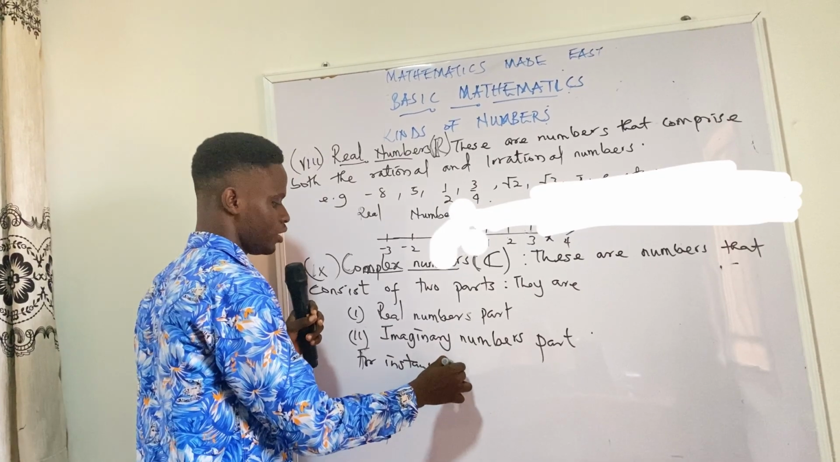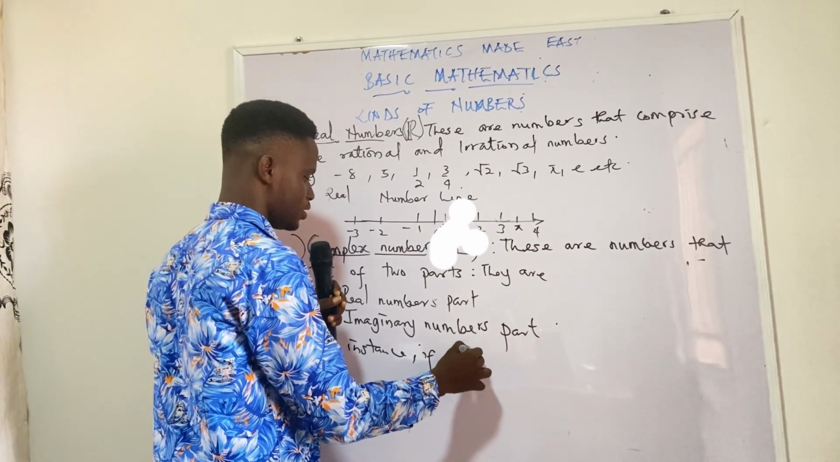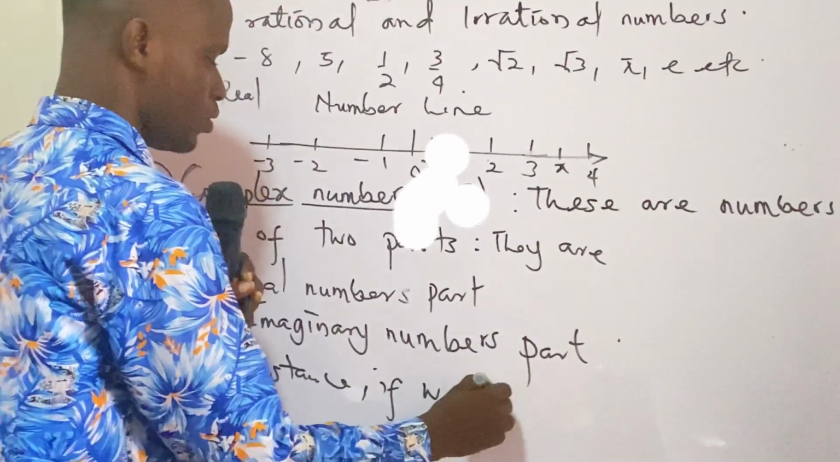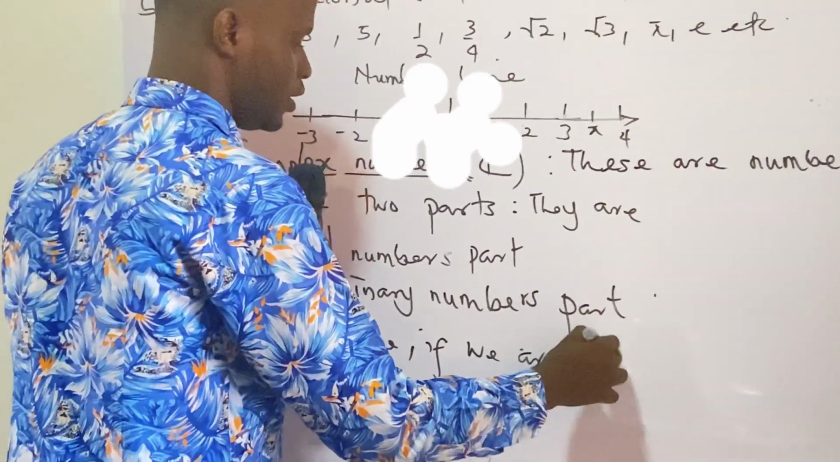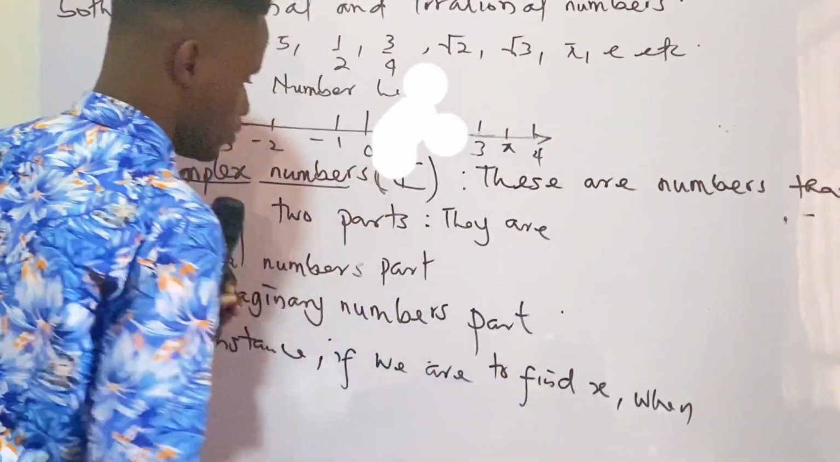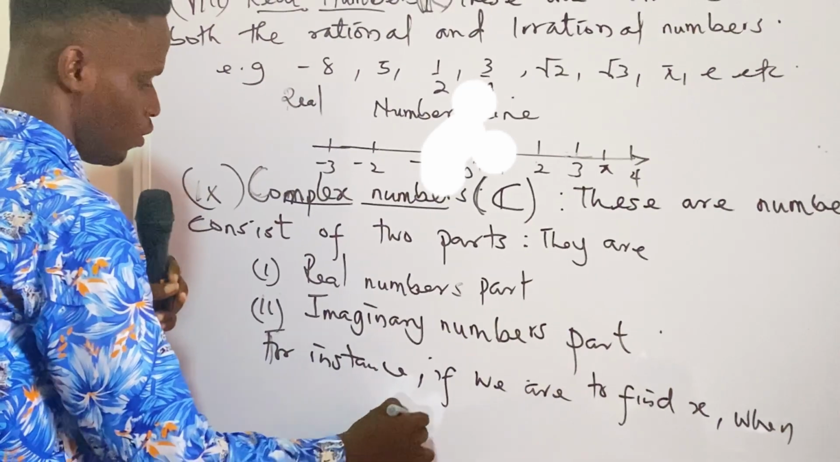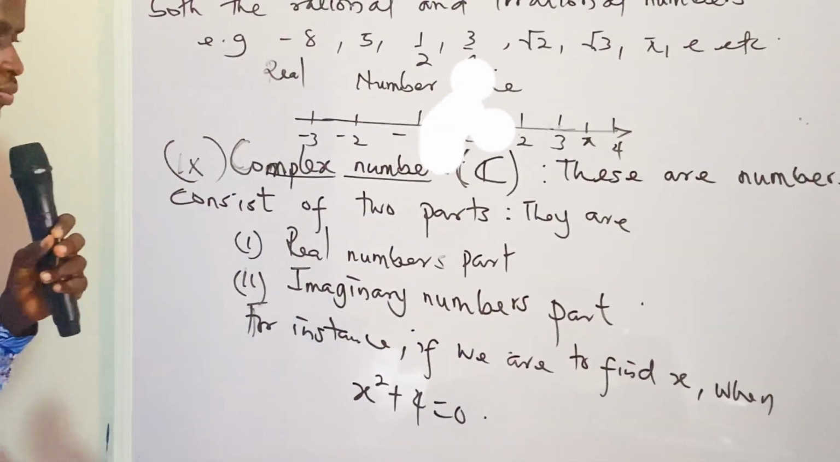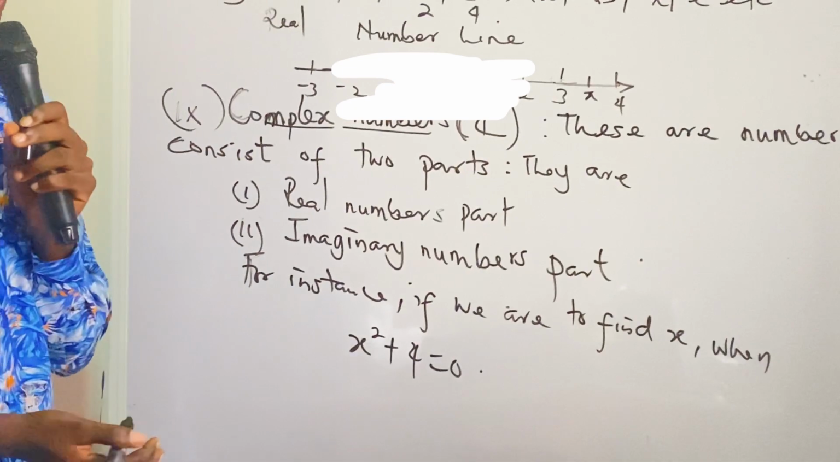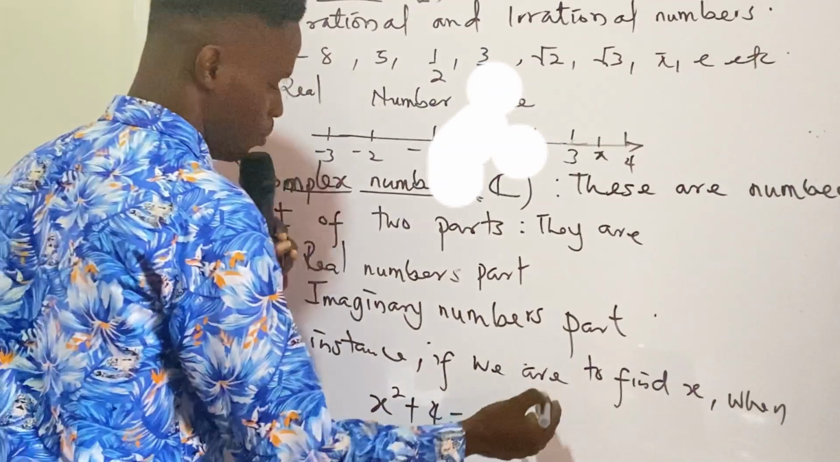For instance, if we are to find x, when we have something like x squared plus 4 is equal to 0. Some can say the answer is -2. But let's check. Maybe the answer is 2 or -2.